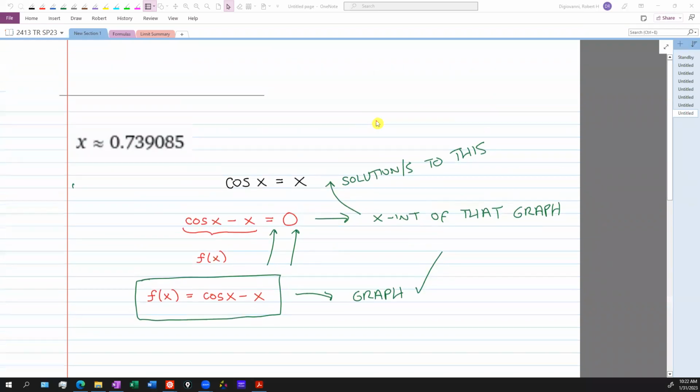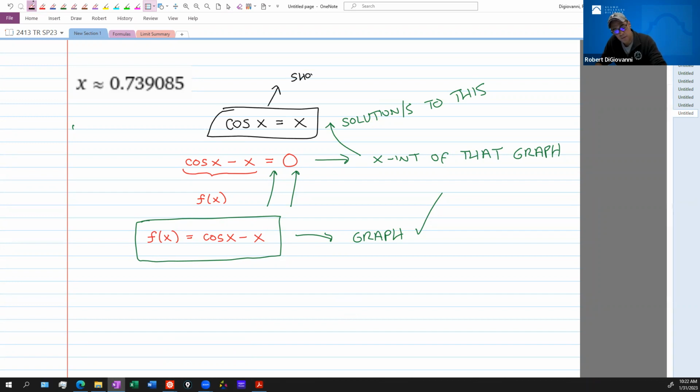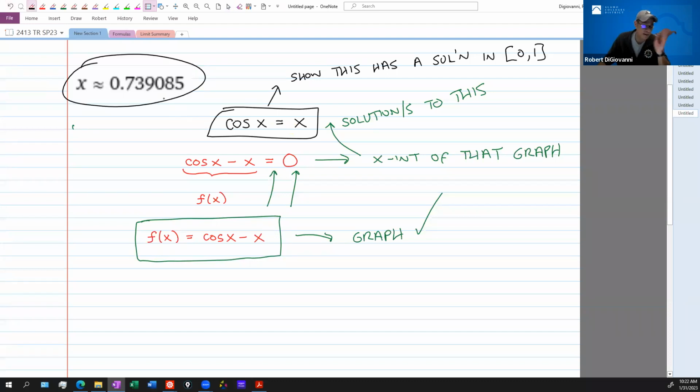Okay. Let's go back to the thing. Well, I can write it down here. What we were trying to do is, the original question said to show that this has a solution in the interval 0, 1. So show me that there is an answer somewhere between 0 and 1 for this equation. Now, we've already looked at the computer, and the computer told us an answer, right? And notice that that number 0.739 is between 0 and 1, but we haven't shown that yet, right? We have not shown that.